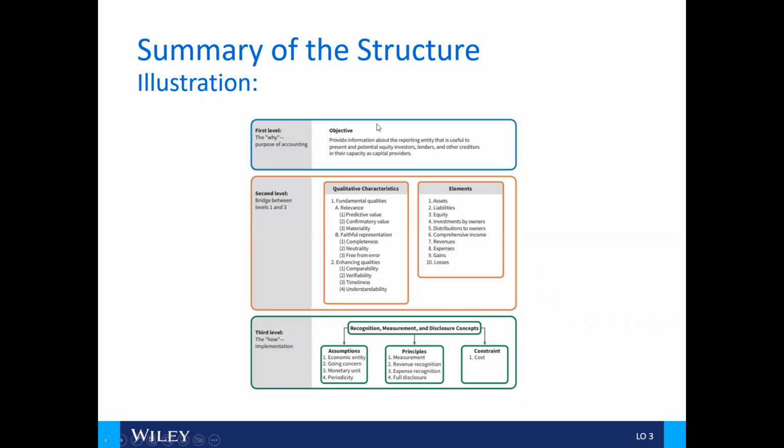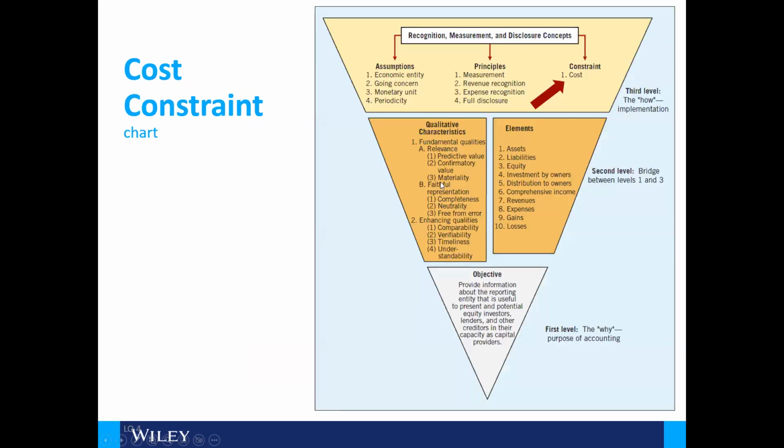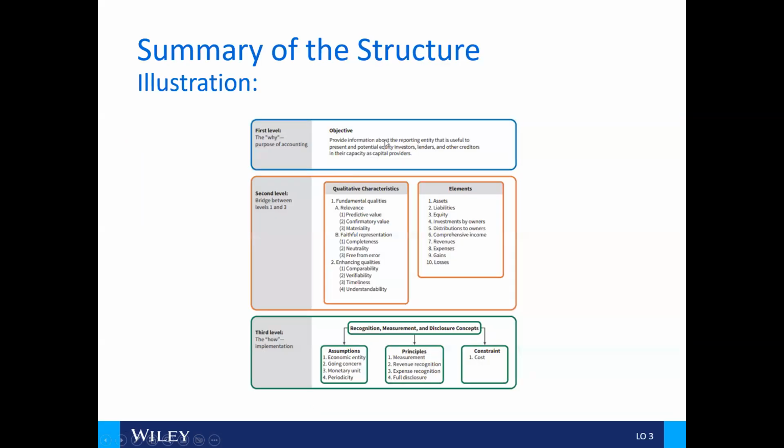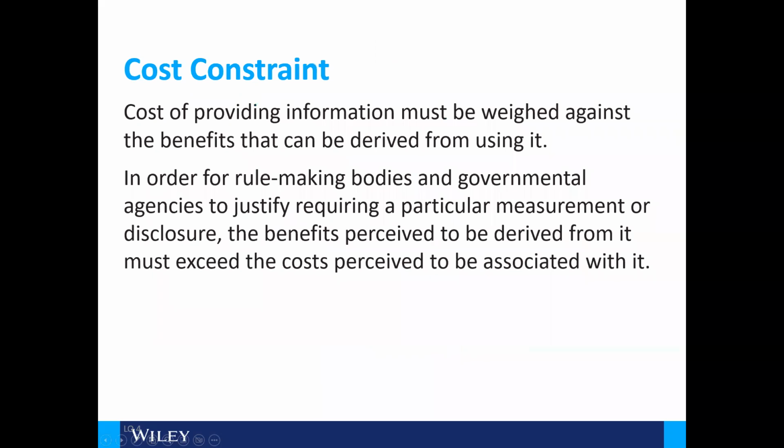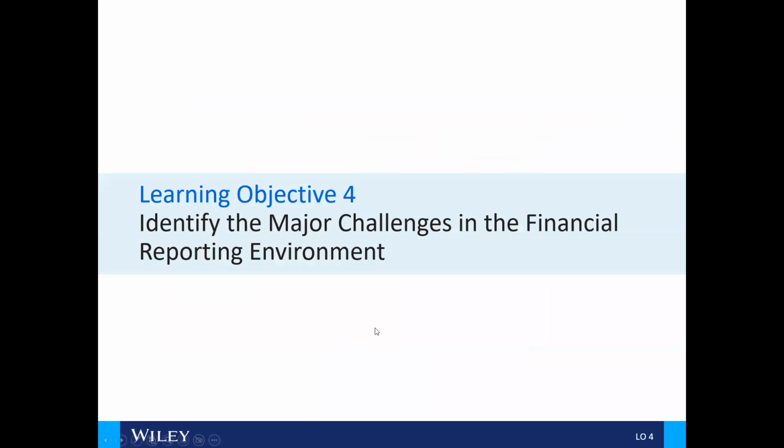Others like to have the objective first because that's the most important thing. It's driving everything else. But I like the flipped version only because you're used to seeing this, and now I get to tell you what's underneath it, how we came up with this. But keep in mind that all of this is just held up by the fact that we're trying to provide useful information. There's that key word, useful information. I talked about the cost constraint already.